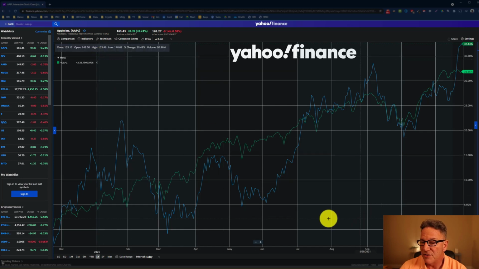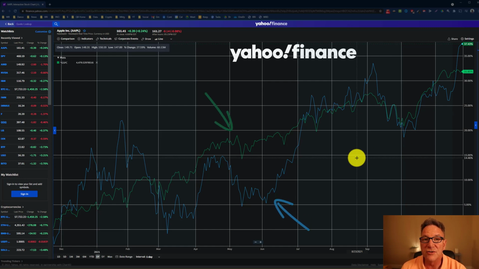And this will show you the performance comparison between Apple, which is the blue line, and the broader market, which is the green line. So over the past year, Apple's up 37%, and the broader market's up 32%. So it's just a 5% difference over the past year.